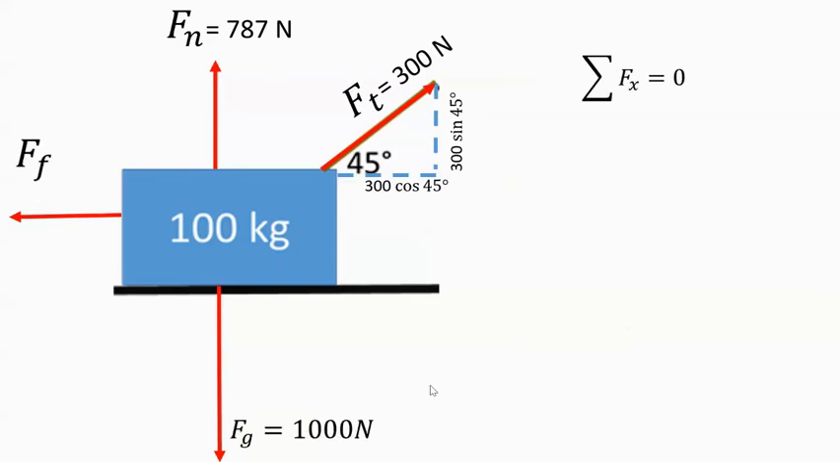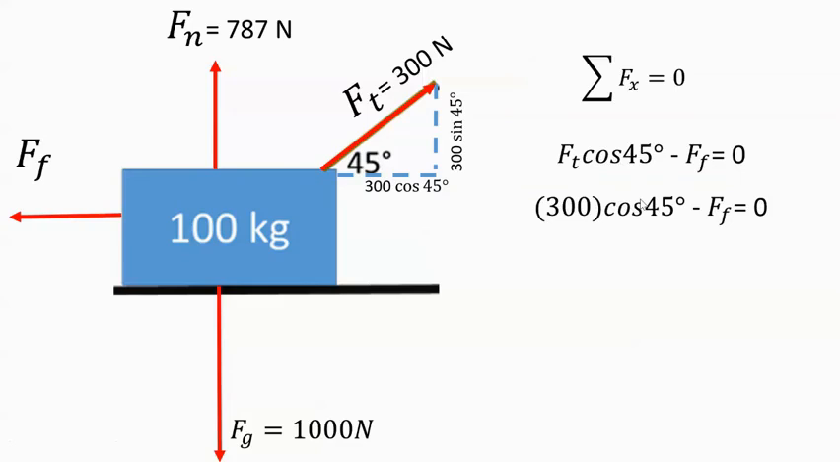Now we're going to look at the horizontal forces, and this will help us solve for the force of friction. Again, with horizontal forces, anything to the right is positive, anything to the left is negative. Definitely the cosine part of this tension force is to the right because he's pulling it right and up, not left and up. So that would be Ft times cosine 45, and then the force of friction is to the left, so we'll make that negative.